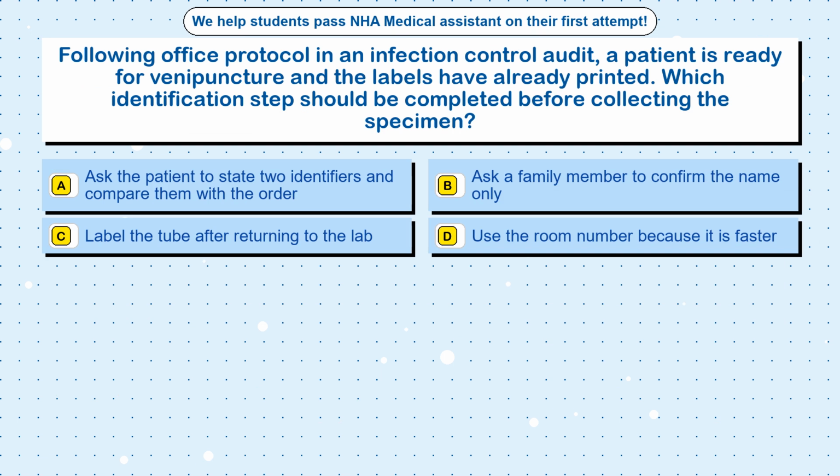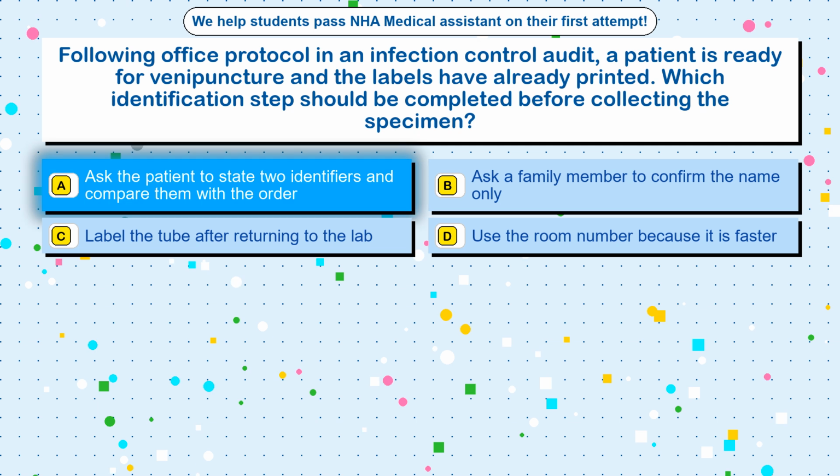Question 48. Following office protocol in an infection control audit, a patient is ready for venipuncture and the labels have already printed. Which identification step should be completed before collecting the specimen? Option A. Ask the patient to state 2 identifiers and compare them with the order. Option B. Ask a family member to confirm the name only. Option C. Label the tube after returning to the lab. Option D. Use the room number because it is faster. The correct answer is option A.